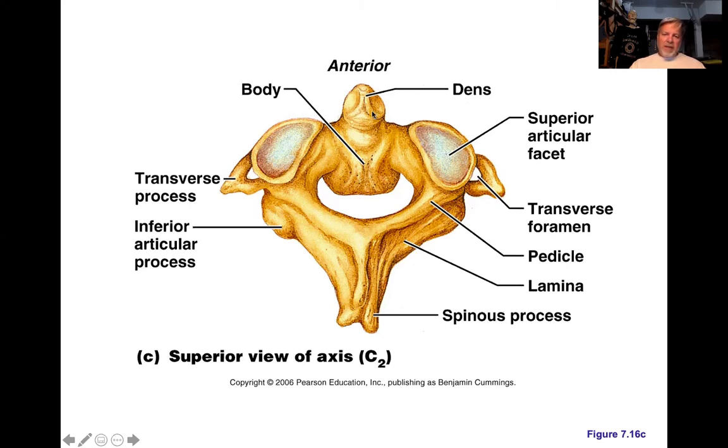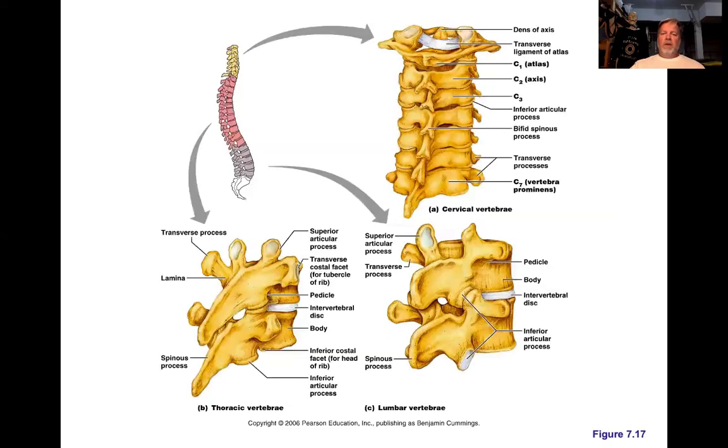But this is the piece that stands up. It looks like a little thumb sticking up. It's called the dens. And the dens is the pivot point for the rotation of the atlas. So the atlas is on there and spins back and forth. So that gives you an idea of C1 and C2.